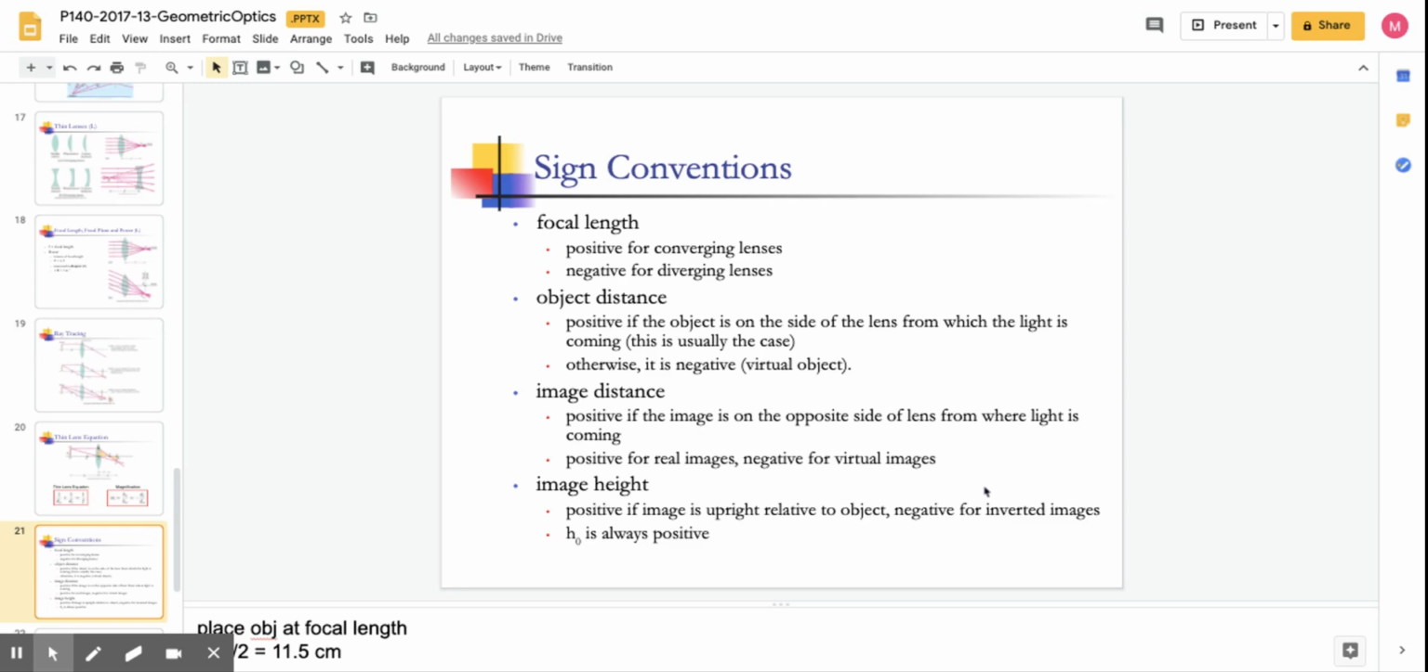The image distance is positive if the image is on the opposite side of the lens from where light is coming. So if we have our object on the left of the lens and we have an image on the right, then our image distance will be positive. And our image distance is positive for real images and negative for virtual images. And our image height is positive if the image is upright relative to the object. So the object always defines whether it's positive or not. If it's the same as the object, then it's positive. If it's opposite, then it's negative.